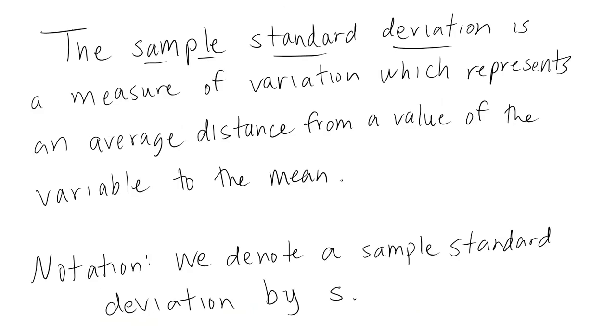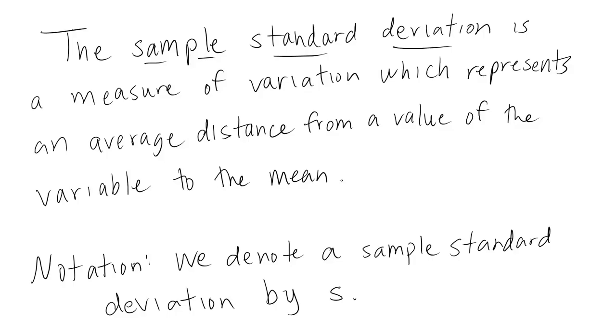In my definition here, you'll notice that I specify that it's a sample standard deviation, but this definition would apply to both a sample and a population. The sample standard deviation is a measure of variation which represents an average distance from a value of the variable to the mean. Rather than measuring from the edges, we're going to find an average distance to the mean, which should be somewhere in the middle. We discussed that sometimes it's not really in the middle, but we choose the mean over the median because of its arithmetic property.